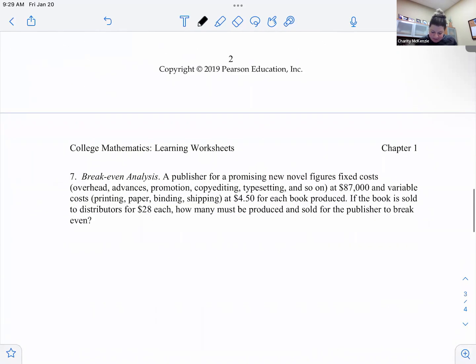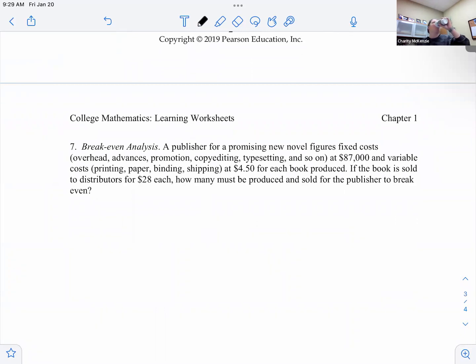Okay, let's skip to this break even. A publisher for a promising new novel figures fixed cost, overhead, advancing promotion, copy editing, typesetting, and so on at $87,000. Variable cost of printing, paper, binding, shipping at $4.50 for each book produced. If the book is sold to distributors for $28 each, how many must be produced and sold for them to break even?